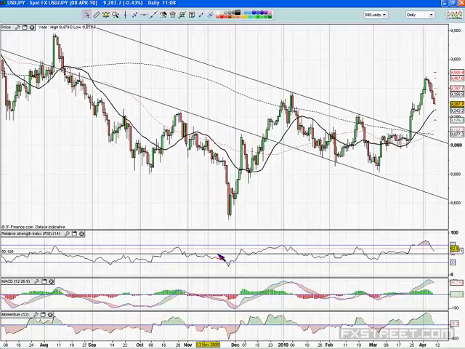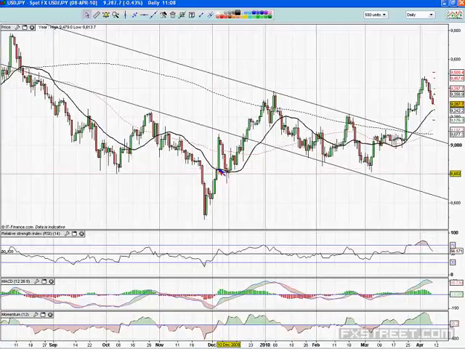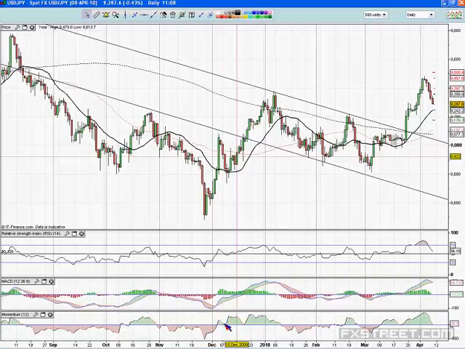Okay, so we had our break up here. We broke the 20 SMA, moved higher, came back to test, and here we had a doji day at the 20 SMA. We also were holding on to the 50. We were above the momentum. We rallied higher. Again, holding on, holding on, holding on.